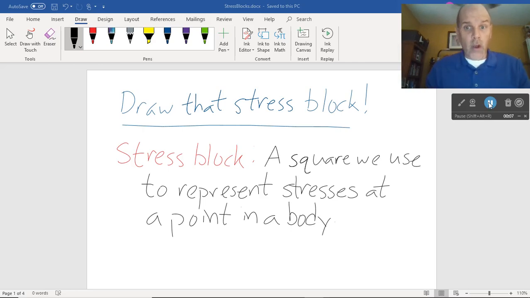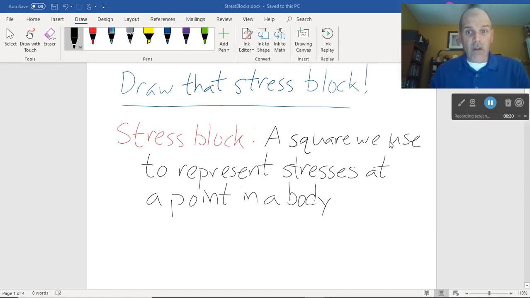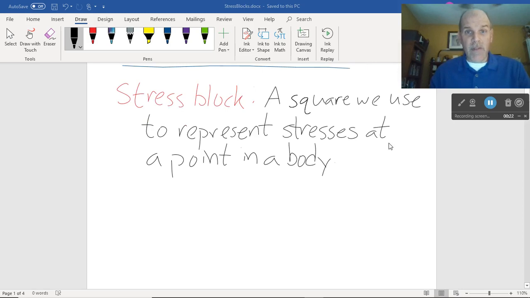Stress blocks, as I hope you know, are squares that we use that represent stresses at a point inside of a body, okay? So that means we need to have in mind what it is that we're looking at, the body that we're looking at. That becomes very important in terms of the way it's loaded, because that'll help us determine, once we have the loading down, how the arrows, how the shear stresses especially, look on that body.